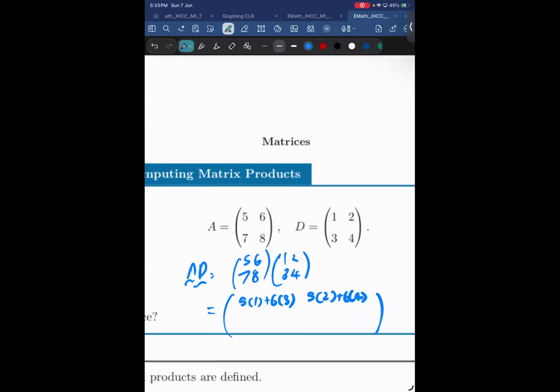Then afterwards, row 2 of the first matrix times column 1 of the second matrix. So 7 times 1 plus 8 times 3. Then lastly, we have row 2 of the first matrix multiplied by column 2 of the second matrix. So 7 times 2 plus 8 times 4. Okay. It should be 23, 34, 31, 46.